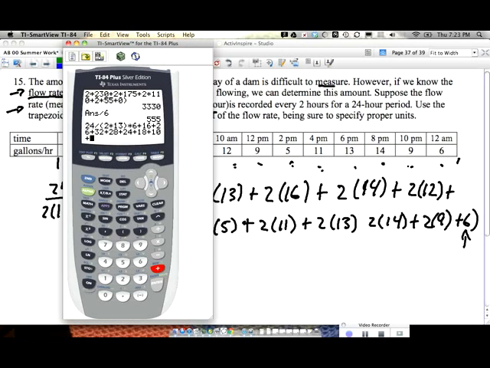2 times 11 is, not 12, 22. 2 times 13 is 26. 2 times 14 is 28. Let's just add 2 14s in there. Plus 2 times 9 is 18. And then we have the 6 at the end, plus 6.